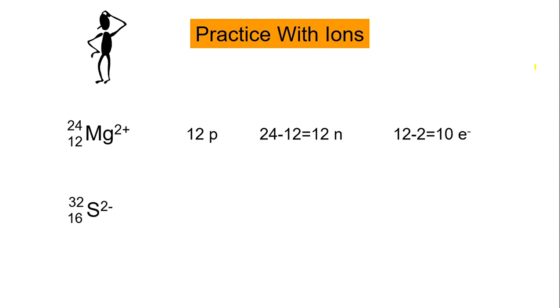I'm going to let you do this one by yourselves. Here is an ion of sulfur. How many protons? How many neutrons? How many electrons are in this particular atom? Tick tock, tick tock. Okay, you should have it by now, right? So we have 16 protons, right? 32 minus 16, that's 16 neutrons.